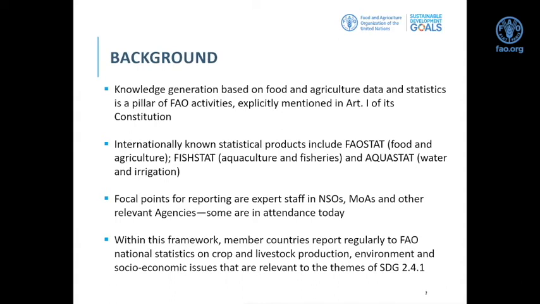Within this framework, member countries report regularly to FAO, in general on an annual basis, national statistics on crop and livestock production, environment, for example land use, fertilizer use, and pesticide use, as well as socioeconomic issues relevant to the themes of 2.4.1. When we look at the actual reporting for the questionnaires, we will also link which of the themes for 2.4.1 the questionnaires are directly linked to.